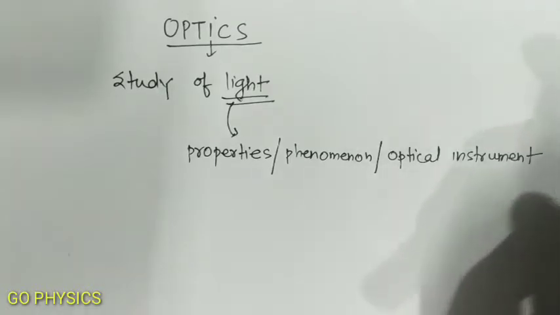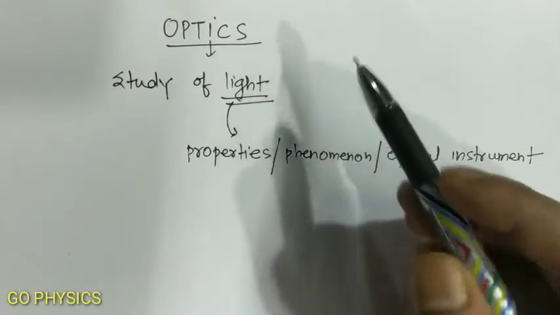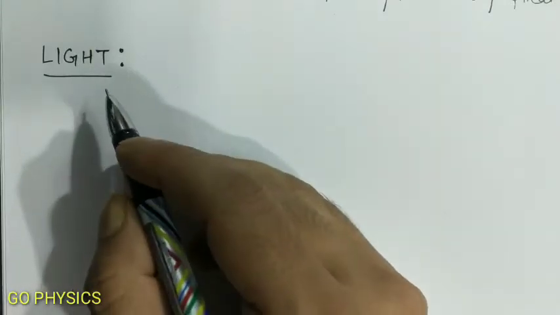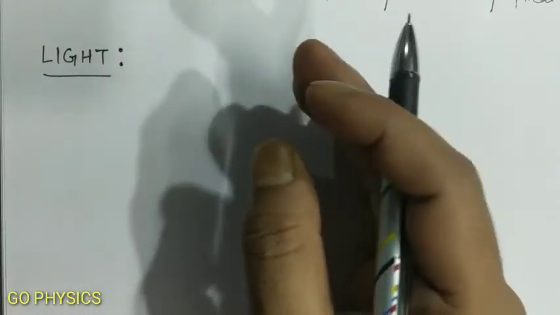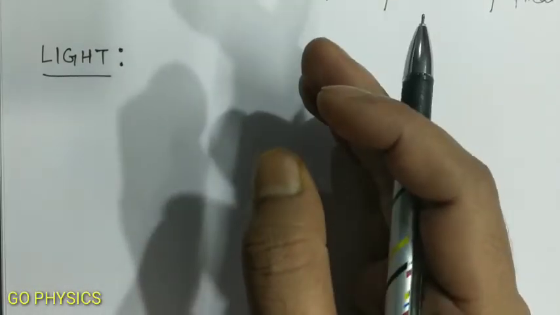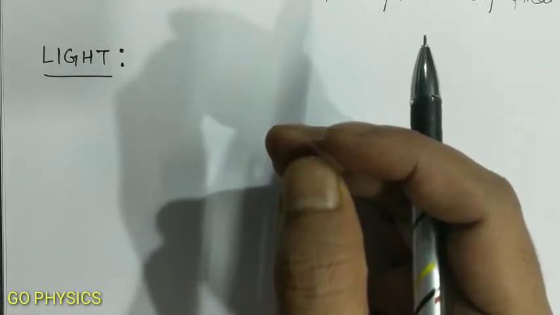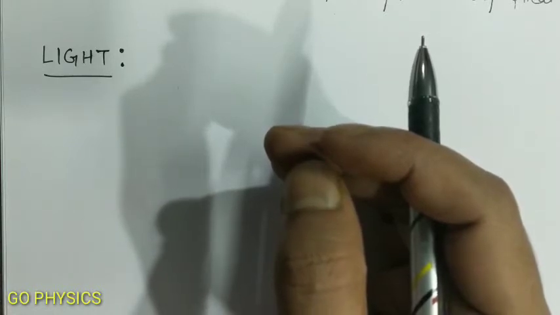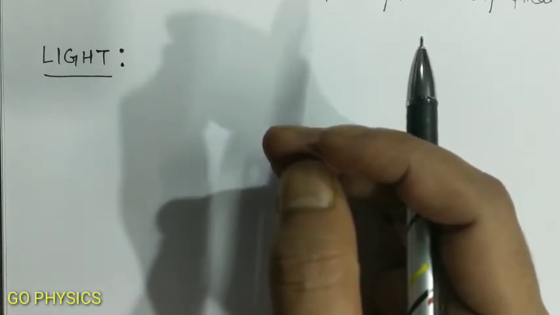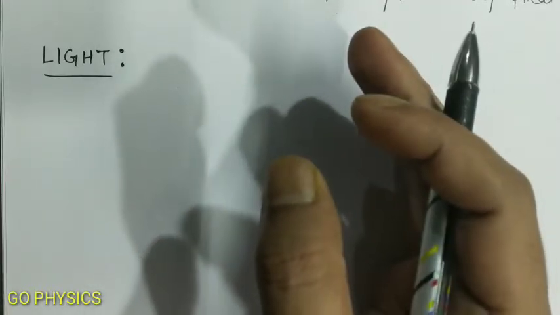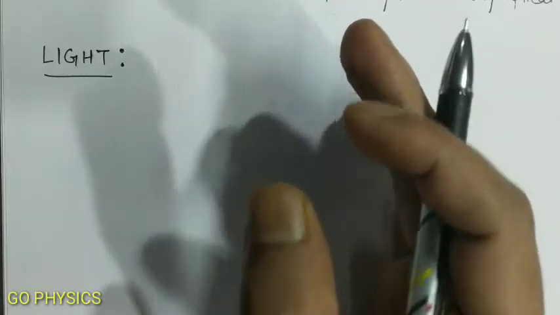So now we are going to see what actually light is. Since our childhood, we are learning that light is a form of energy that enables or allows us to see an object. But as we already learned in the chapter electromagnetic wave, there we learned that light is that part of the electromagnetic spectrum that has wavelength from 400 to 700 nanometer.